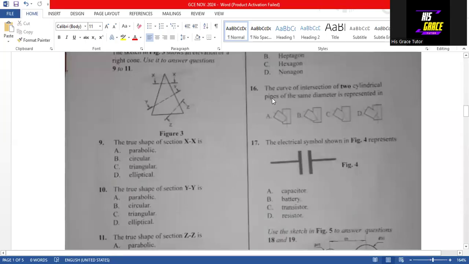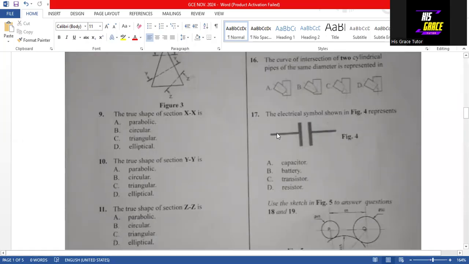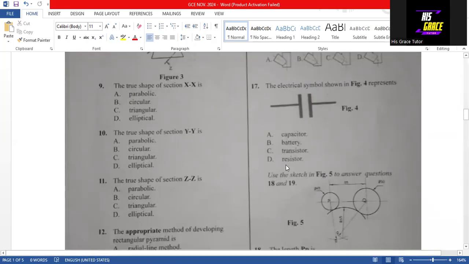Then question 16. The curve of intersection of two cylindrical pipes of the same diameter is represented in option B. That is the answer to this question. Okay. Then question 17. The electrical symbol shown in figure 4 represents a capacitor. That is option A is the answer to that question.